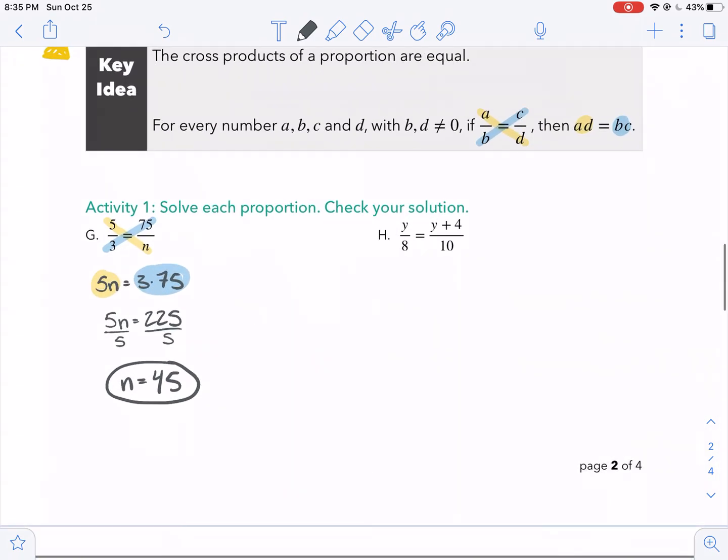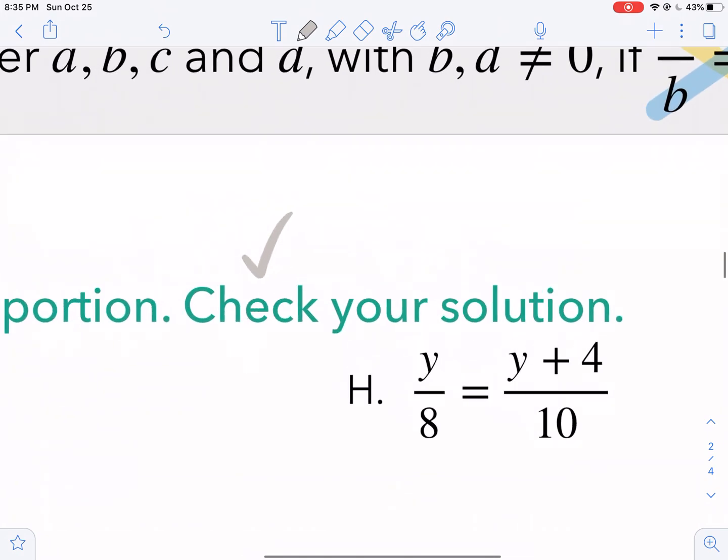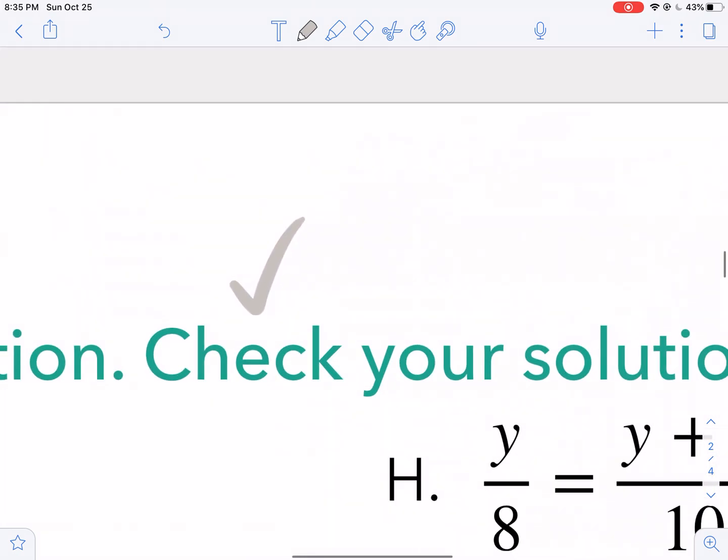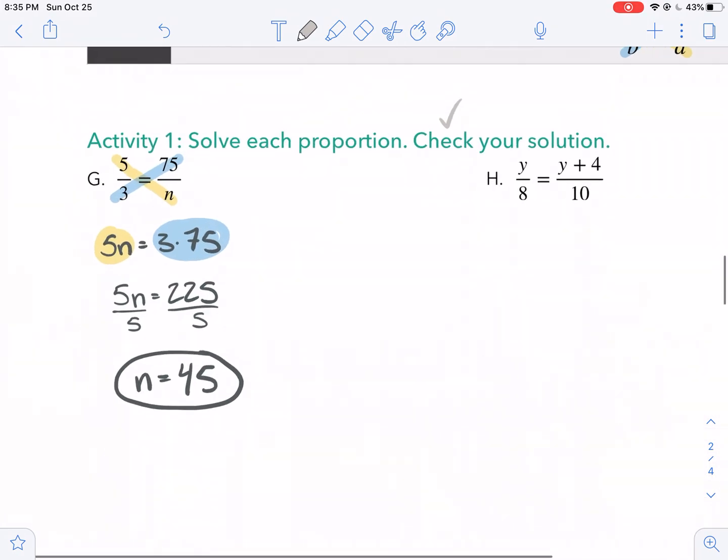There, we did it. We solved it. Let's check. Is it right? Always check your solution. Oh, guys. Look at that check mark. Okay, anyway, that's my win of the day.